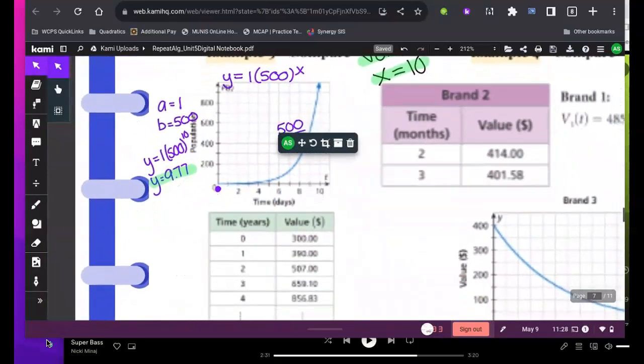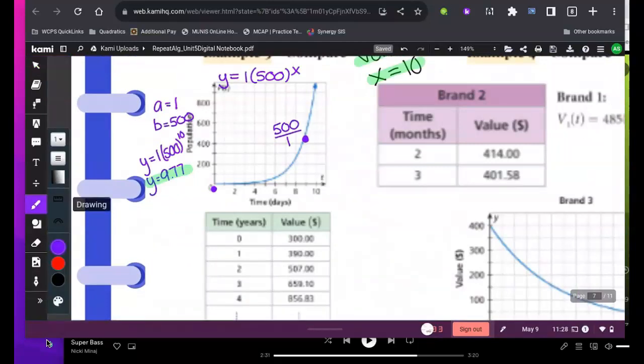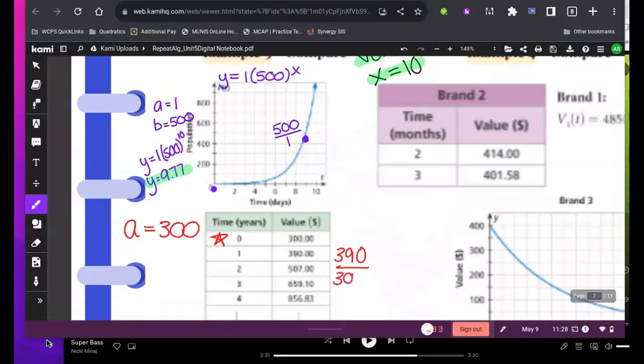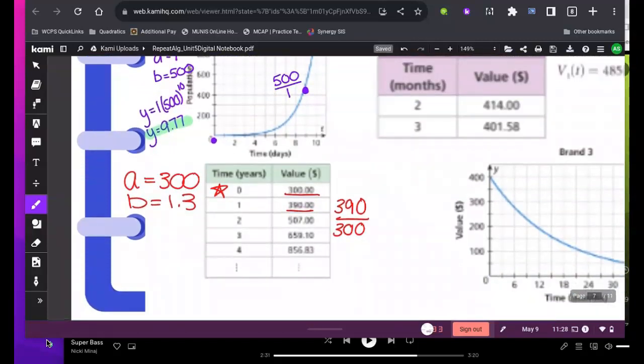We're also going to look at this table, and we're going to do the same thing. So we're going to find our starting value, which looks to be 300. So A is equal to 300. And then I need to do my second y value, which is 390, divided by my first y value, which is 300. I just got those numbers from the table. I did this number divided by this number, and that gives me 1.3. So my b is equal to 1.3, which means I can write my equation, y equals 300 times 1.3 to the x power.